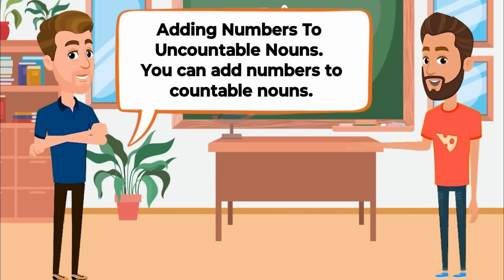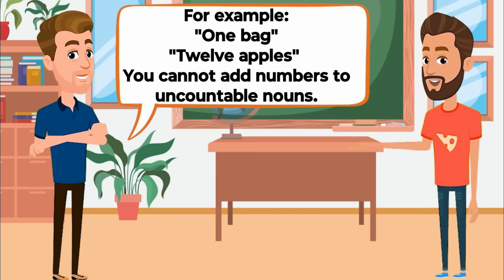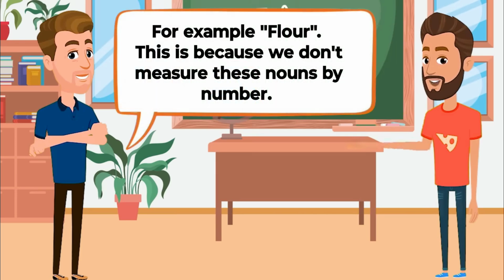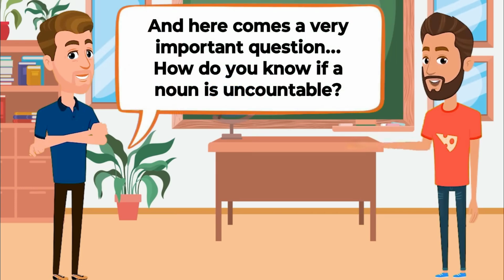Adding numbers to uncountable nouns. You can add numbers to countable nouns. For example, 1 bag, 12 apples. You cannot add numbers to uncountable nouns. For example, flour. This is because we don't measure these nouns by number. You cannot say 1 flour, but you can say 1 bag of flour. You could also say, I want 1 kilogram of flour. And here comes a very important question. How do you know if a noun is uncountable?